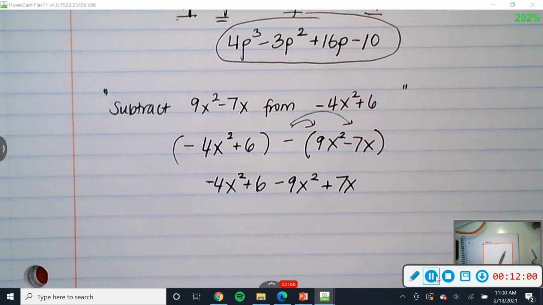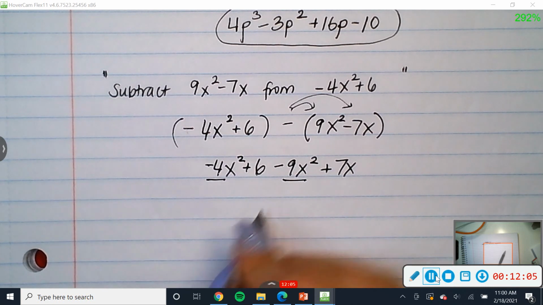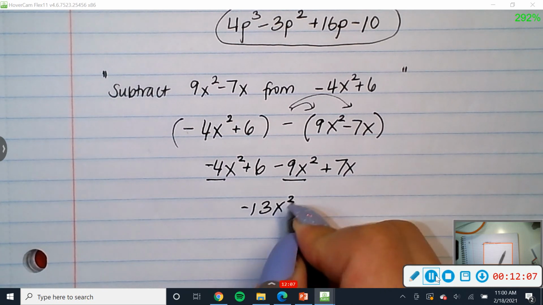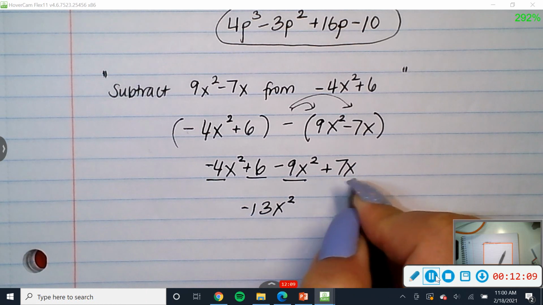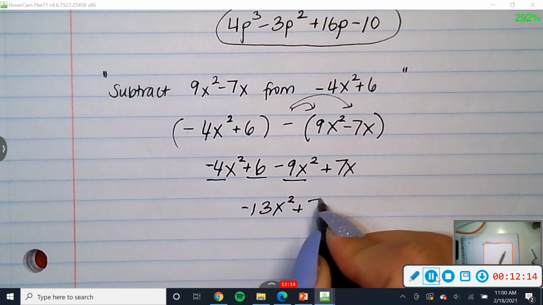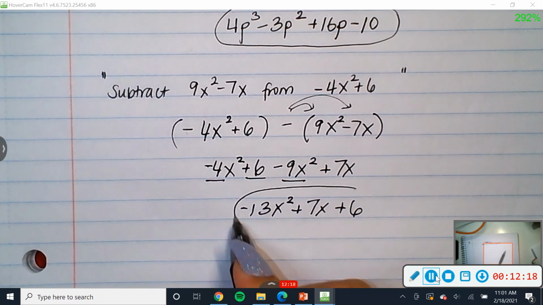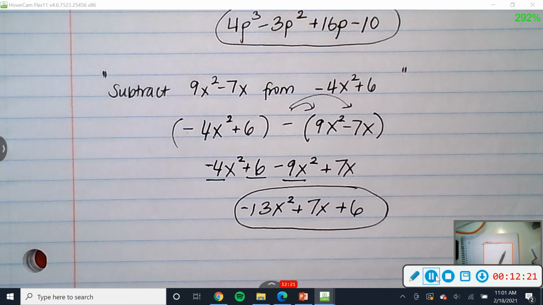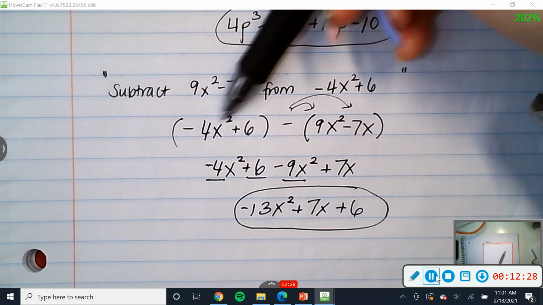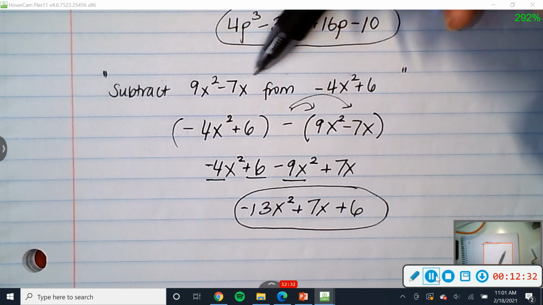And then combine like terms. So I can combine these two. They are like terms, so I would get negative 13x squared. And these ones we can't combine. So we got a number, we got a variable. So these would just stay the same as they were. So 7x and 6 will not be combined with anything else because there's no like terms. So this would be our final answer for the Delta Math problem. So again, if it says subtract from, you can rewrite it like this. This part would go in front, and then you would take away this.